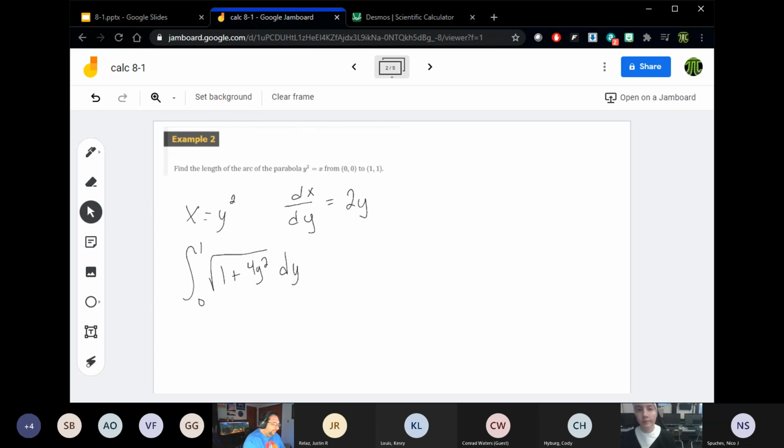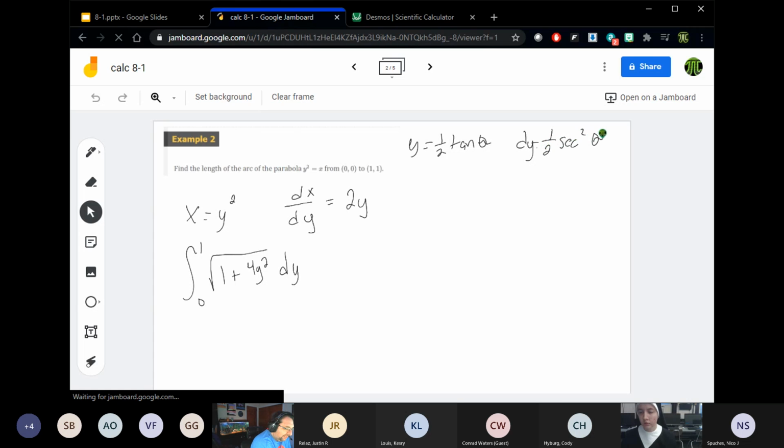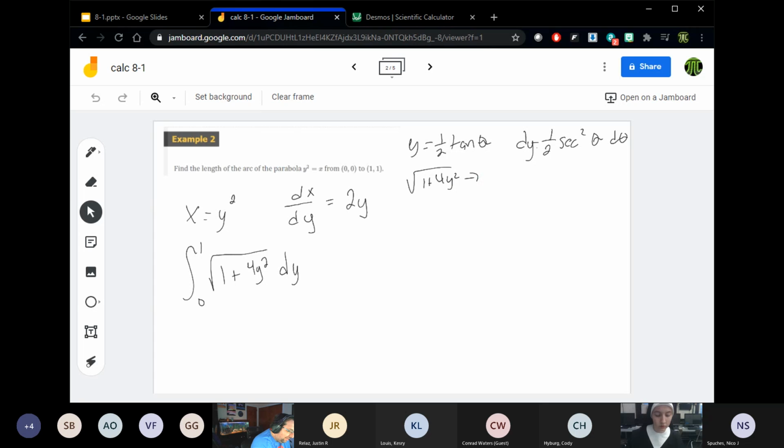So this one we're going to set y to be 1/2 tangent theta, because that's going to get rid of my 4, so I don't have to worry about the 4 in front. So I'm going to be able to do my quick substitution. So dy is 1/2 secant squared theta d theta. And then I can do my square root of 1 plus 4y squared, which ends up becoming, when I break it all down, just secant theta.